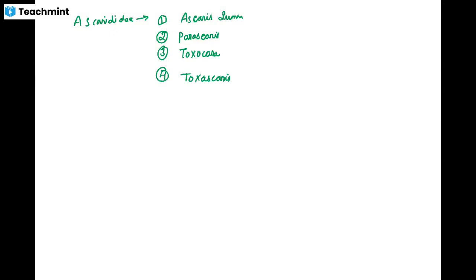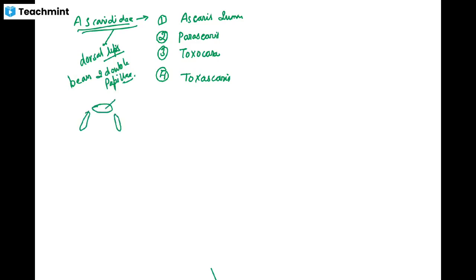So जो जनरल एस्कैरिडिडे का फीचर होते हैं, they have dorsal lips and they bear two double papillae. They have one dorsal lip and two subventral lips. So this one is dorsal lip and this one is subventral lip and this one is also subventral lip. So dorsal lip bears two double papillae and subventral lips bear one double papillae.